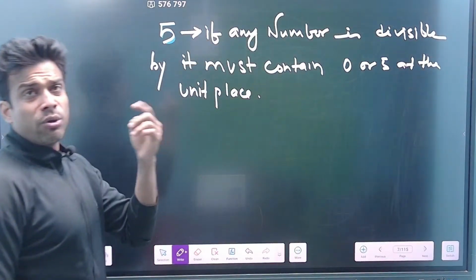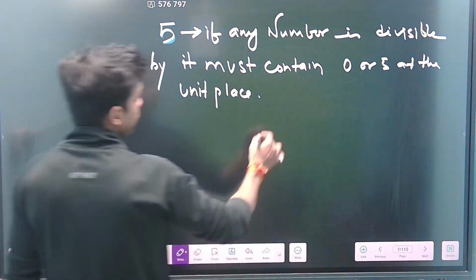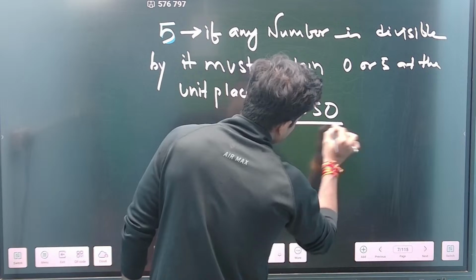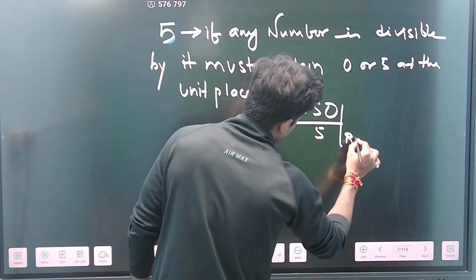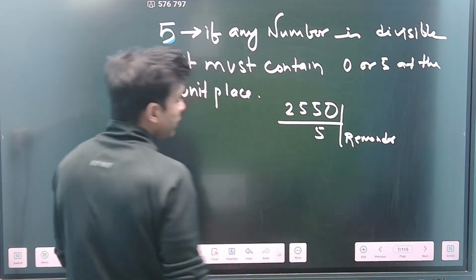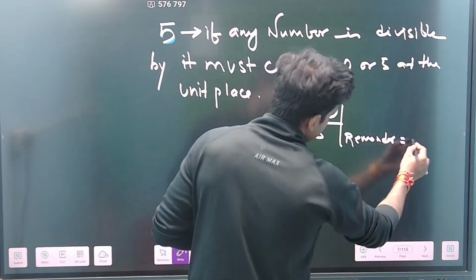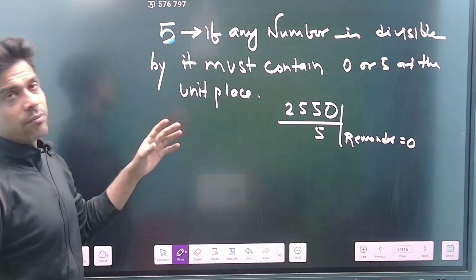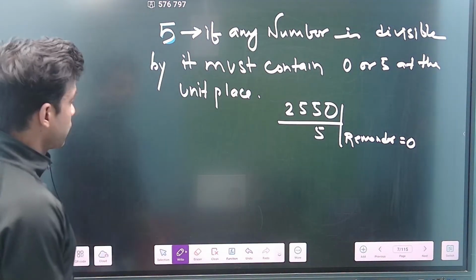For example, you can take any example. If I say 25 or 2550, this number would be divisible by 5, the remainder would be 0, correct? When I talk about divisibility by 5, I say the remainder would be 0, correct? These are the concepts, everyone, which you should all have in your mind when you are solving a question, correct?